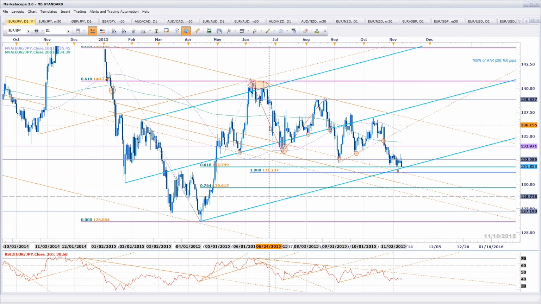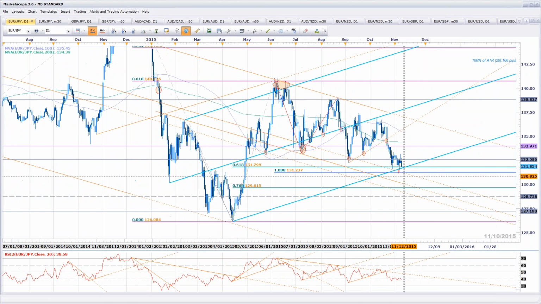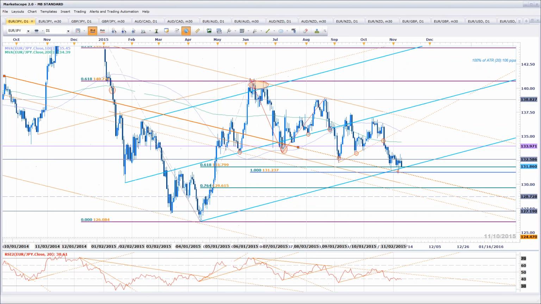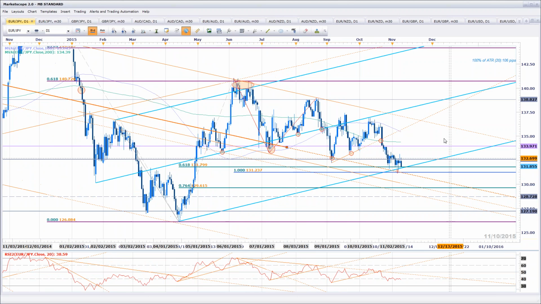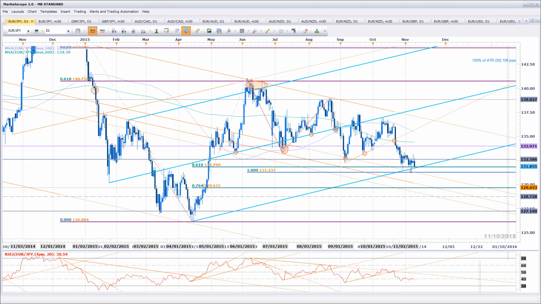But if that breaks, just for the record, if 31.23 breaks, we get below that region. Look where that sliding parallel is. You're basically looking for a drop into like 29.60, and I think that would be a conservative target, to be honest with you. So very interesting on euro yen. Definitely on the radar.